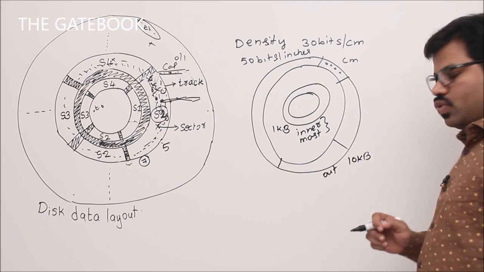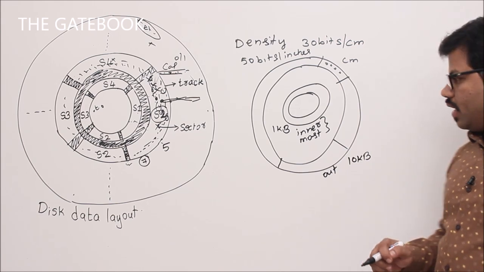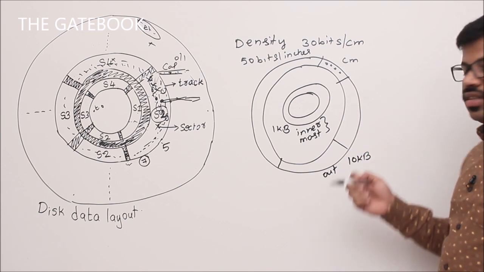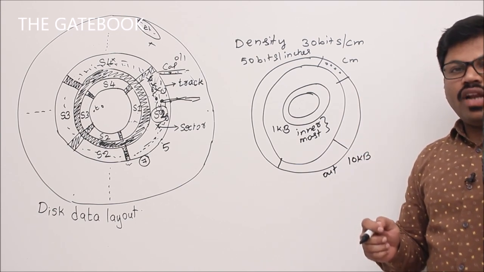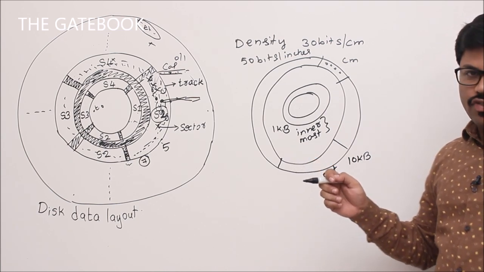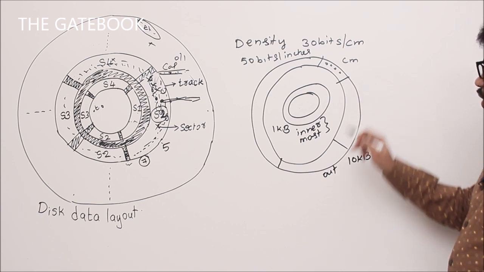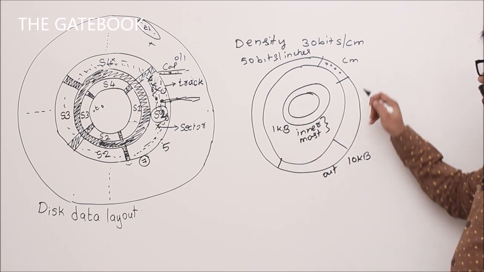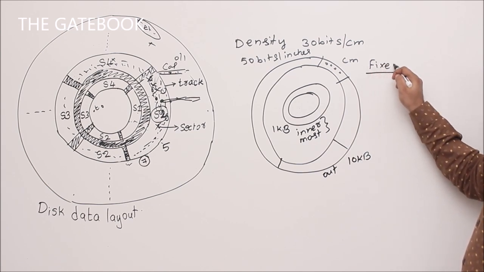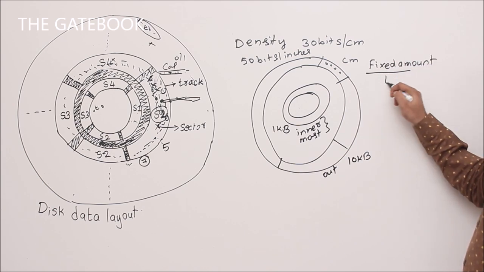So what's the problem with this one? Then calculations will be difficult. That means implementing will be difficult generally. What I want to say is, if you store an equal amount of data per track, then retrieval and such calculations will be easy. Example, let me fix it first. Rather than storing 1 KB here and 10 KB there, one method people follow is storing a fixed amount of data, a fixed amount per track.